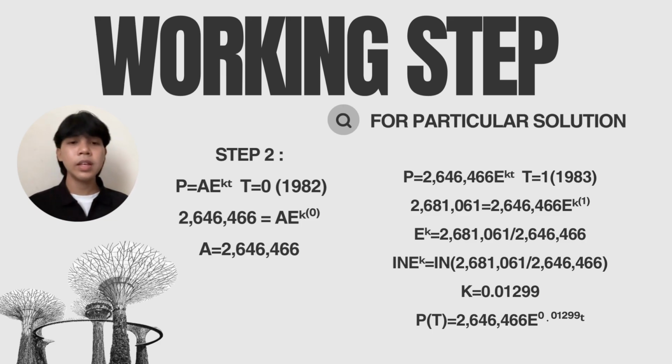e to the power of k equals 2,681,061 divided by 2,646,466. Then we take the natural log, k equals ln of that value, which gives k approximately 0.01299. So the final exponential model is P of t equals 2,646,466 e to the power of 0.01299 t.